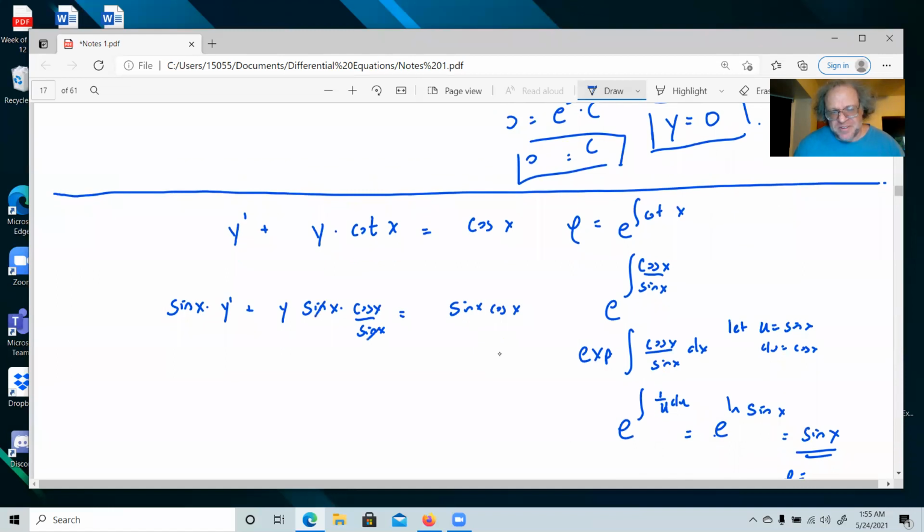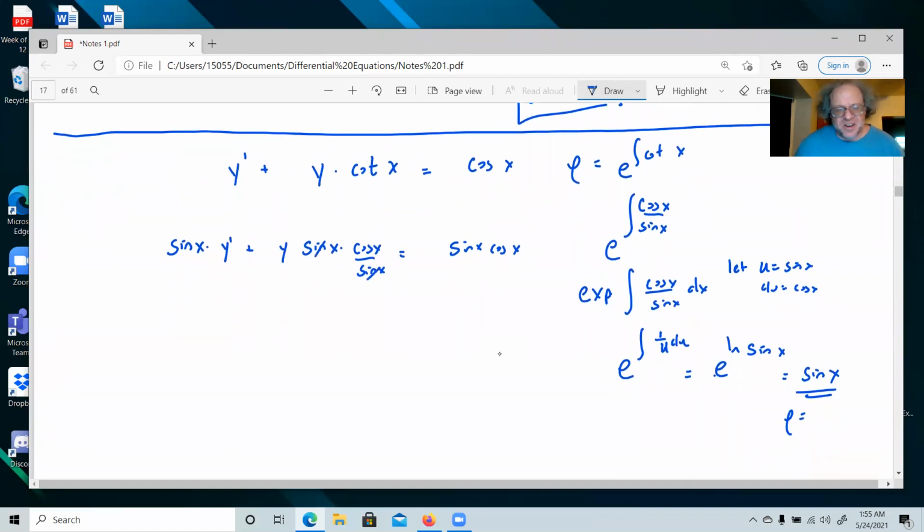So some stuff happens, right? So here we have sine x times y tick plus y times cosine x, and that is equal to, oh man, I could not have asked for a better problem.